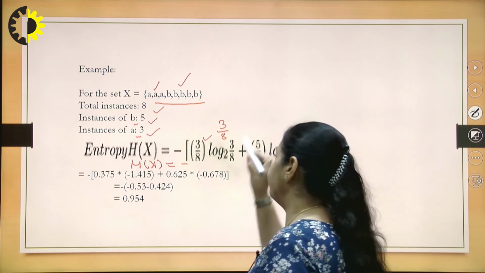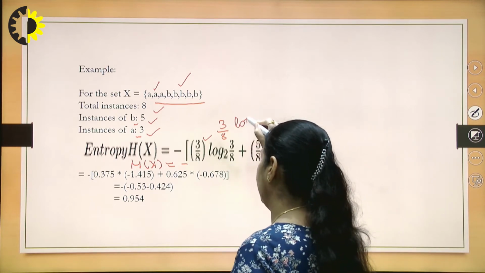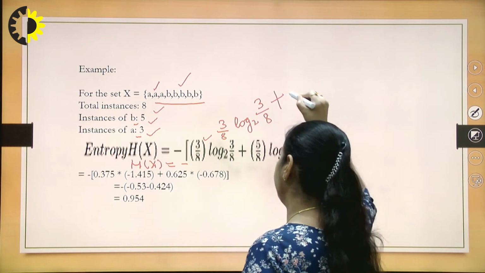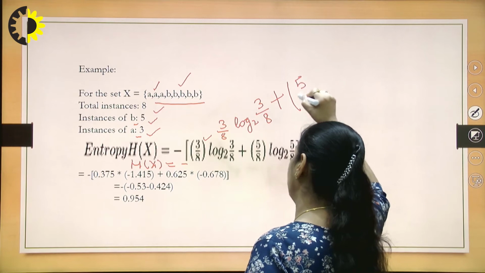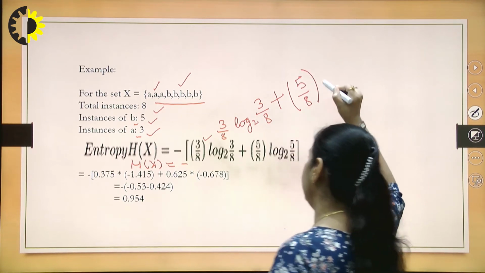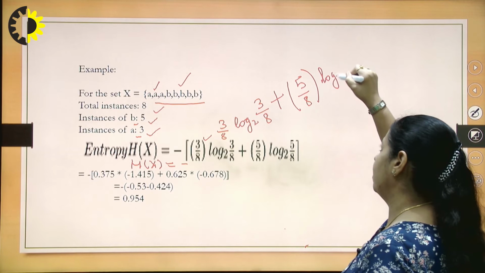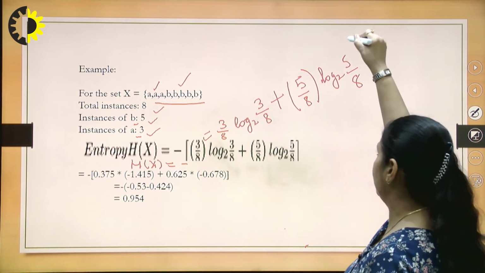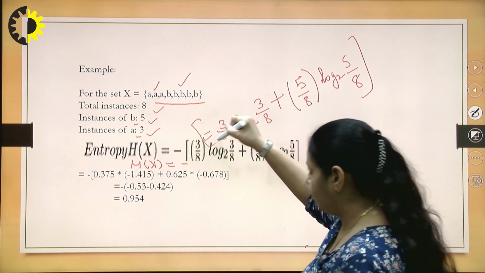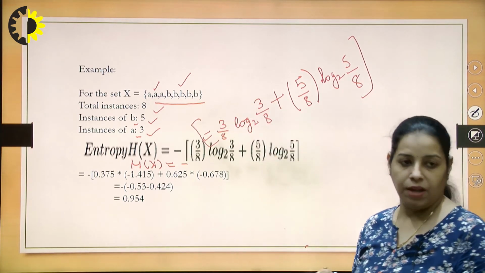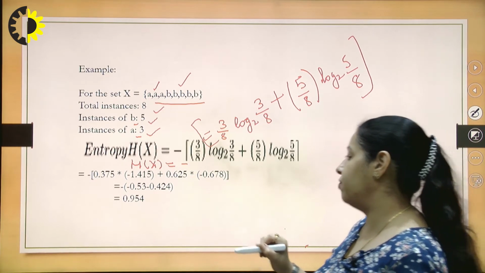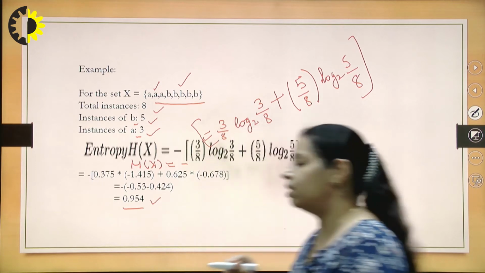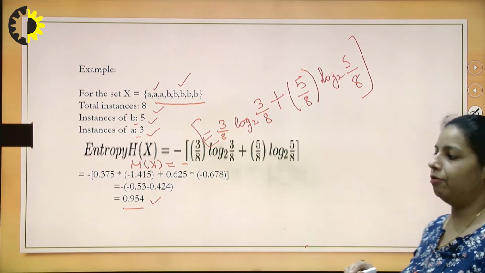Then we take a log of 3 by 8 also with it. We take log 3 by 8. Then we take the sum. Then the remaining values, the number of b's in this, are 5 by 8. We take log of 5 by 8. This is the whole equation which we have for calculating the entropy value. And finally, the output which we get is 0.954. This is the value of the entropy which we get for this whole superset.